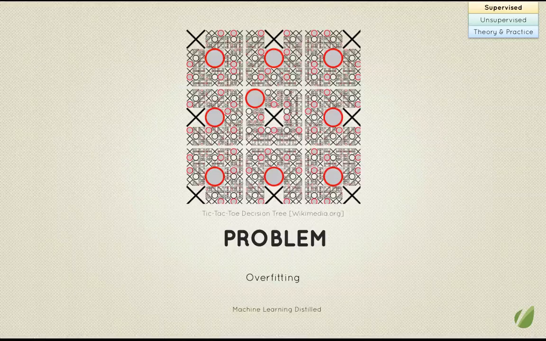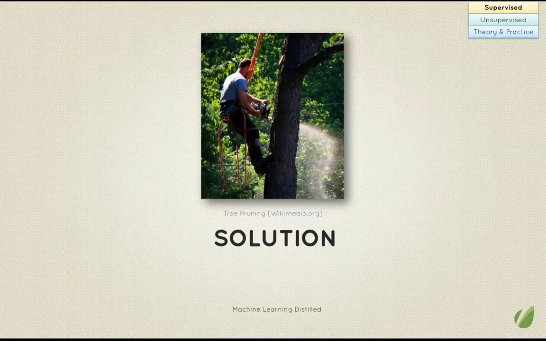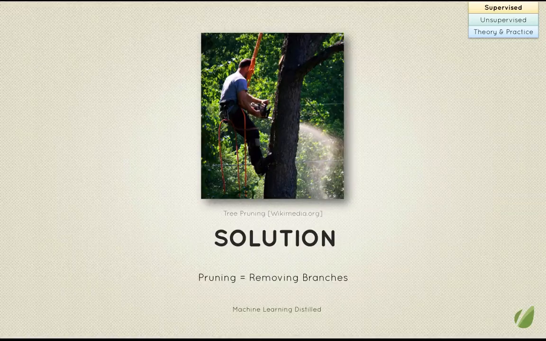How do we address that problem? The solution is tree pruning. And that means removing branches. Simply put, we're going to take off the branches if they're overly specific and don't really help the model predict well. One way to do this is to calculate errors associated by merging two leaf nodes together.